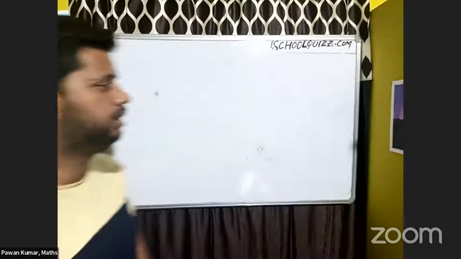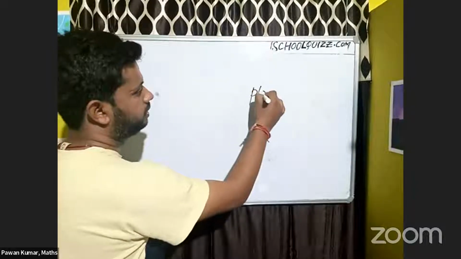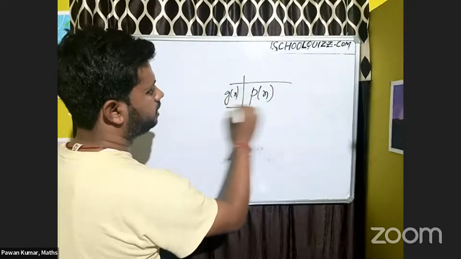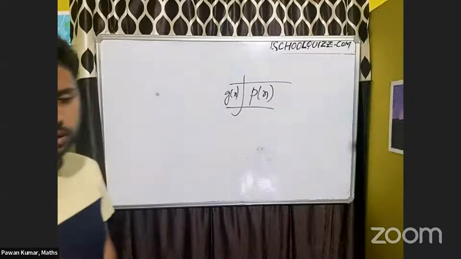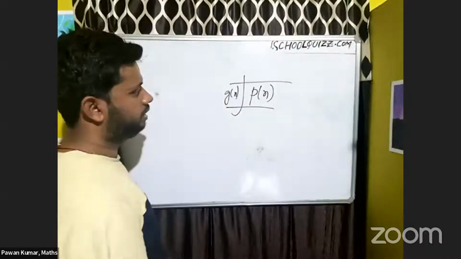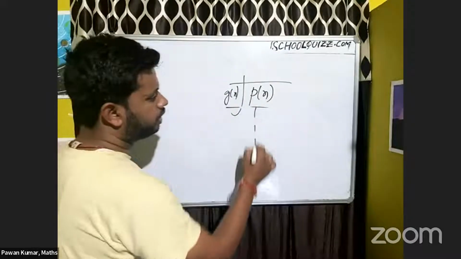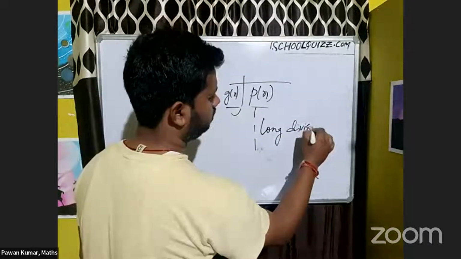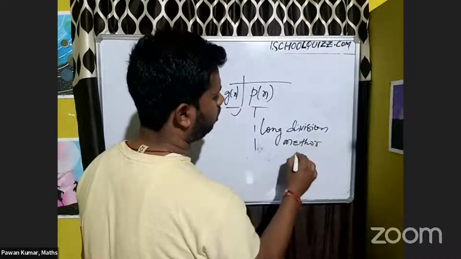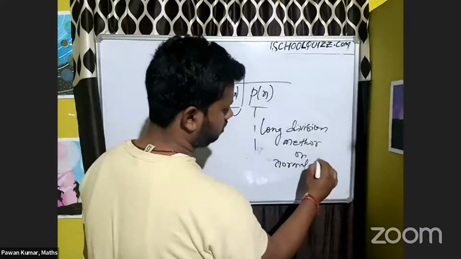Sir, without actual division means? Without actual division, in the sense they ask you to do the normal division, correct. Normal division is this: g of x divided by t of x. If I divide this, this is what it will look like. We also call this the long division method. Long division method and normal division, simple.